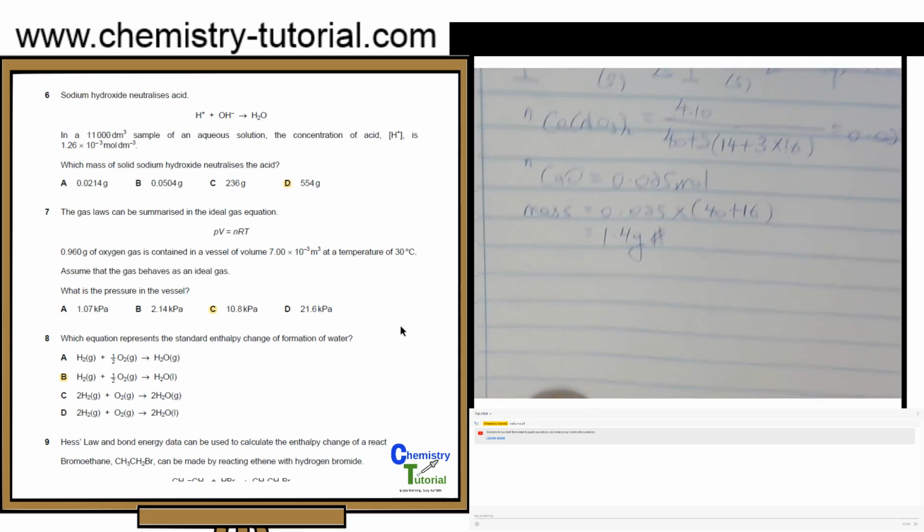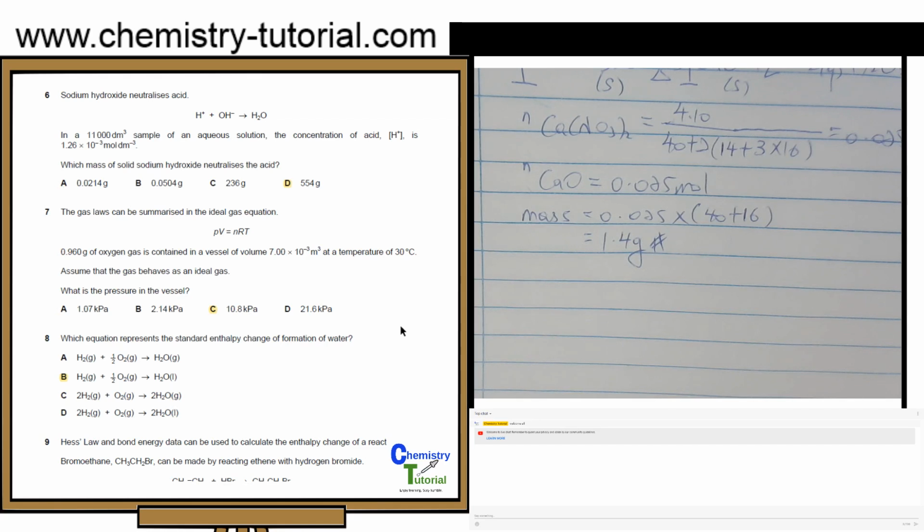Now, for question 6, sodium hydroxide neutralizes acid. So H plus plus OH minus give you H2O. This is the ionic equation that represents any reaction between an acid and a base. So in a 11,000 dm³ sample of an aqueous solution, the concentration of acid H plus is 1.26 times 10 to the power of minus 3 moles per dm³. Which mass of solid sodium hydroxide neutralizes the acid?